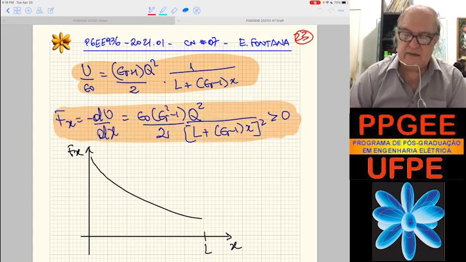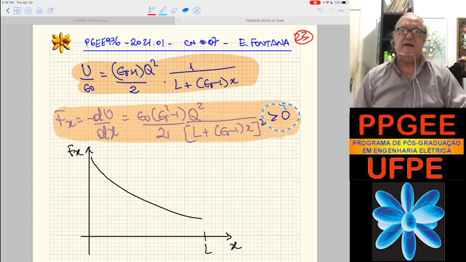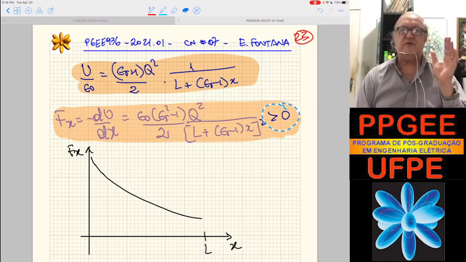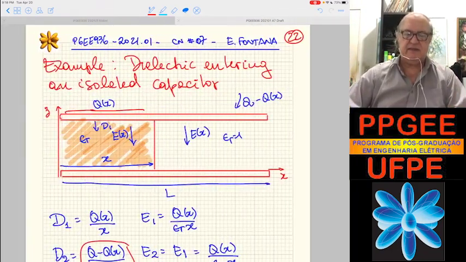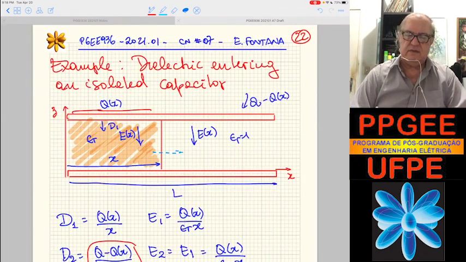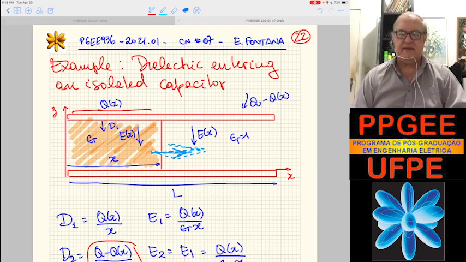Now the force is going to be positive. Right? The internal force, the natural force of the system. For a virtual displacement, the force would be favorable to the entrance of the dielectric. So the dielectric will be pulled to enter, attracted to the inner part of the capacitor. So that's the result, right?